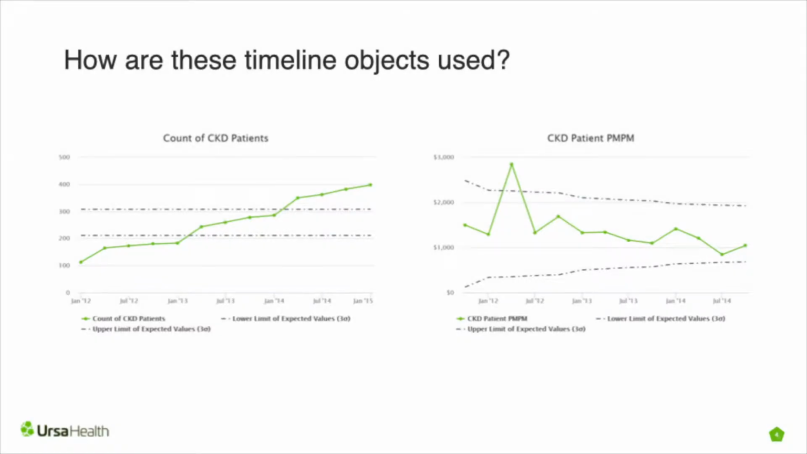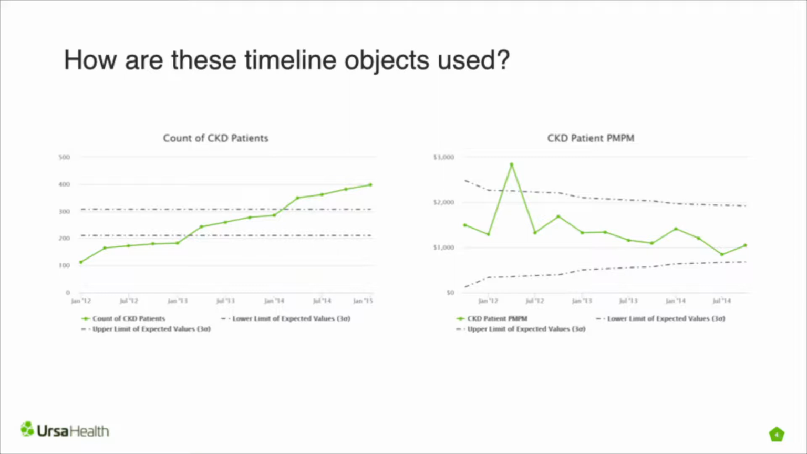Like other objects created in Ursa Studio, the ultimate purpose of timeline objects is to serve in the creation of measures. As we've discussed, the structure of measures is based on numerator-denominator relationships, where the denominator represents an opportunity for performance, and the numerator represents the realization of the opportunity. The numerator and denominator are essential ingredients of the measure, but the measure's relationship to time and the ability to monitor measure results over time is what enables us to gauge performance.